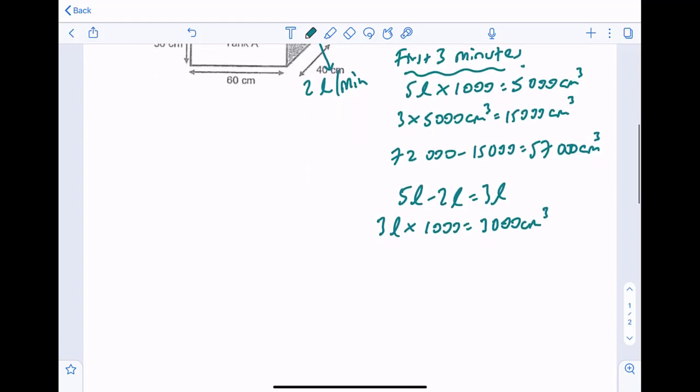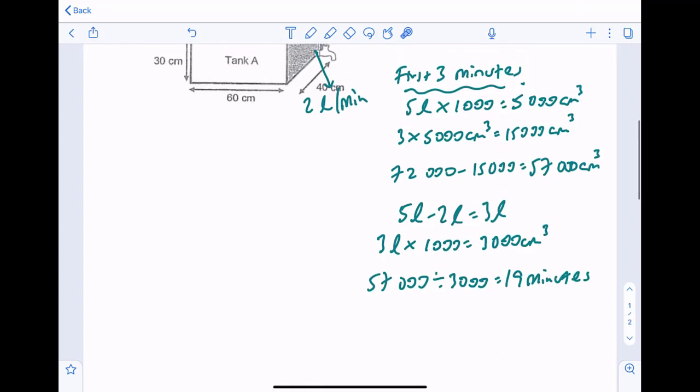Okay, and you need to fill up an additional 57,000. So you divide that by 3,000, and you will get the additional minutes that you need, which is 19 minutes more. So in total, how many minutes are you requiring to fill up this tank? First 3 minutes plus the additional 19 minutes. Answer: 22 minutes.